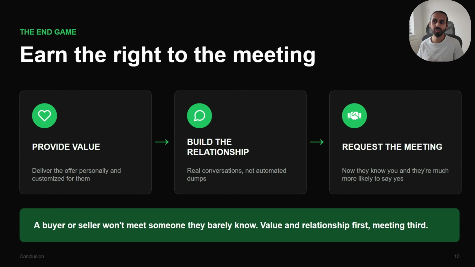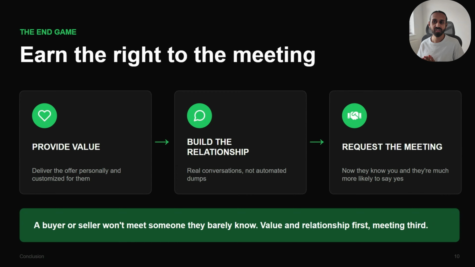You've provided value, you build that relationship with them, have real conversations, not just the automated messages which would be sent from your system. And then once you've provided value and built that relationship, now you can actually request the meeting, and they're much more likely to say yes now because they've assigned value to you. They know that you know what you're talking about. You've demonstrated that you have value and can provide it to them, and you've also built a relationship with them.